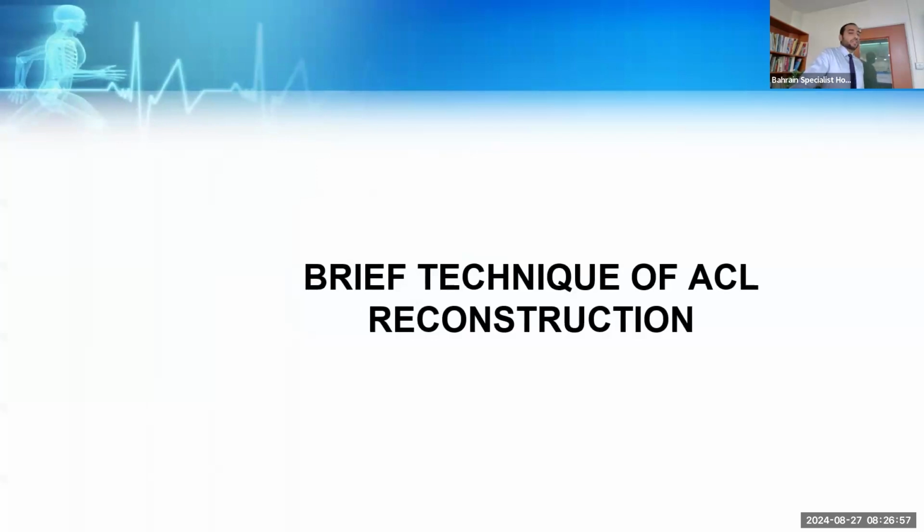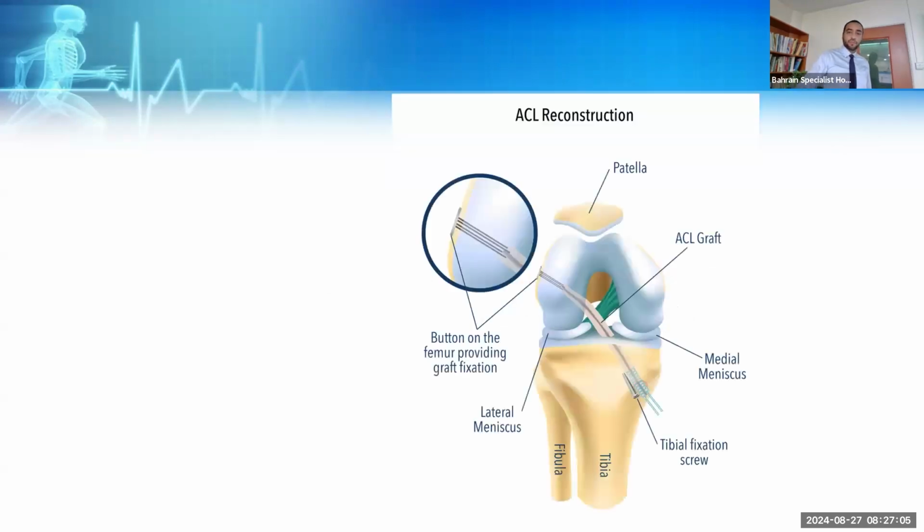So I'll be describing a very brief technique of ACL reconstruction. I don't want to go into very much detail on the technical aspects of ACL reconstruction. Basically, what we do is we take a graft, we make a hole in the femur, we make a hole in the tibia, and pass the graft from the tibia to the femur. The next part of the surgery is to fix this graft. So we use different fixation devices.